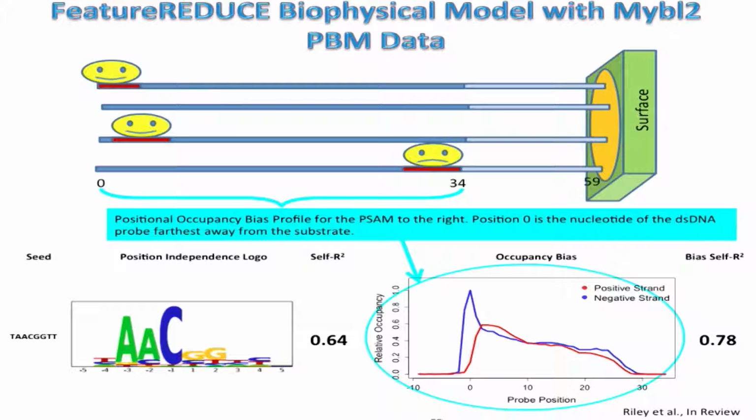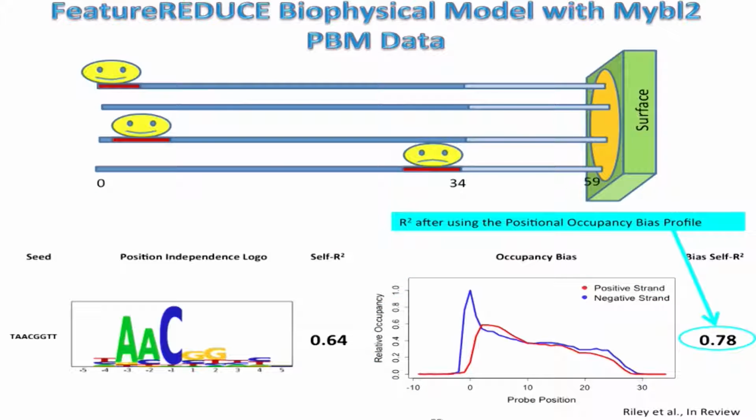And then we say, okay, now we have a more accurate model, then we can go back and refit the occupancy bias parameters. So we do this iteratively until we get convergence, right? And the parameters don't change. And at the end, what we see is the final R squared using our occupancy bias profiles is increased. Now we explain 78% of the variance in the binding data. So this is the pictorial representation of basically how feature reduce builds affinity models from PBM.